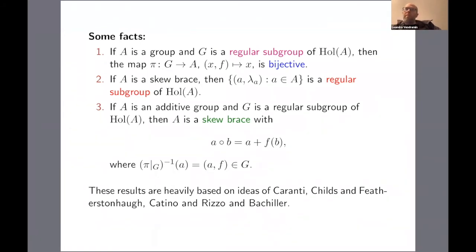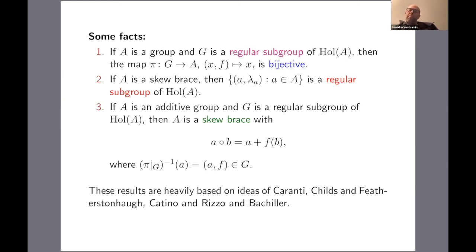And the point is that, first of all, if you have a regular subgroup of the holomorph, then you have a bijective map. And if you have a skew brace, then you can realize your skew brace as a regular subgroup of the holomorph. This construction is very general. If you have a skew brace, then you can realize it as a regular subgroup of the holomorph, and conversely, if you have a regular subgroup of the holomorph, then you have a skew brace with this operation.